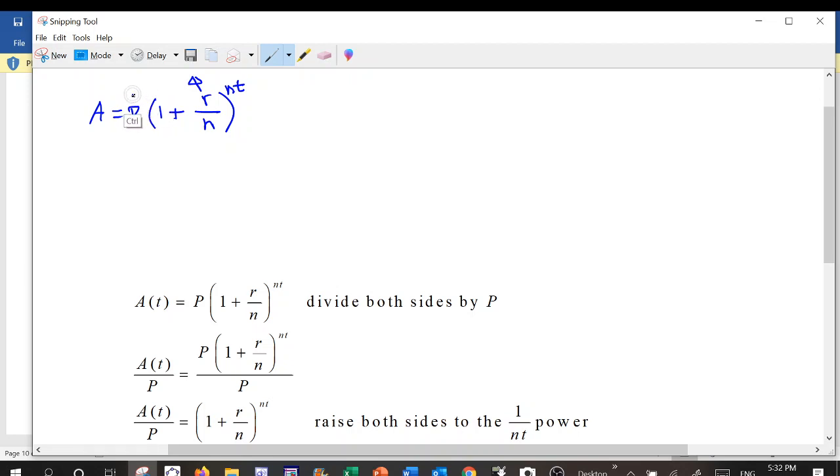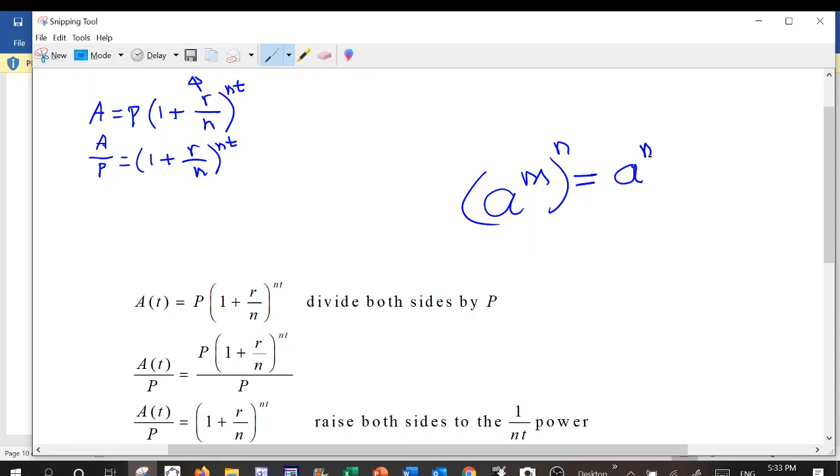So we're going to start with P. The first thing we need to get rid of is P, so we divide both sides by what? By P. So we end up with 1 plus r over n to the nt power. Then we have to get rid of the nt power. Now, to get rid of it, we use the idea that a to the m power and then to the n power is a to the mn, right? So this n, mn, that's what it means.